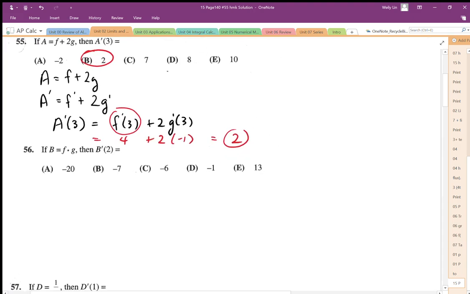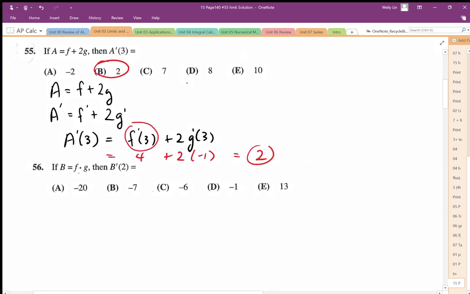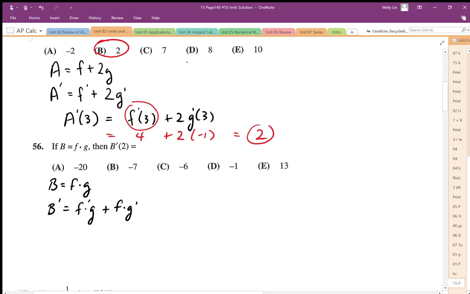So the same thing can be done here. We want the derivative and evaluate the derivative at x equals 2. To find the derivative, I take my f times g function. Well, that is a product, so I need to apply the product rule. So it'll be f prime g plus f times g prime. There's my product rule.